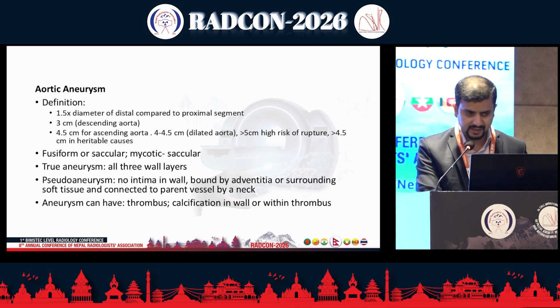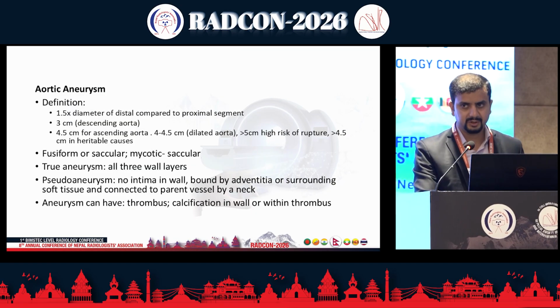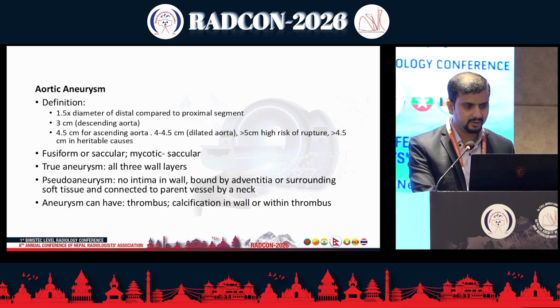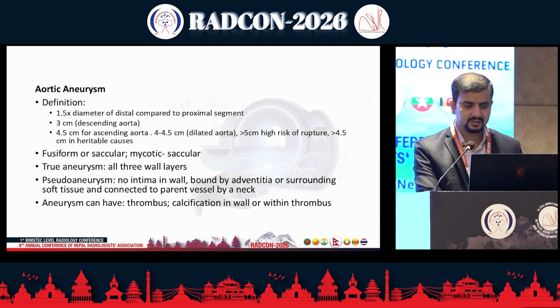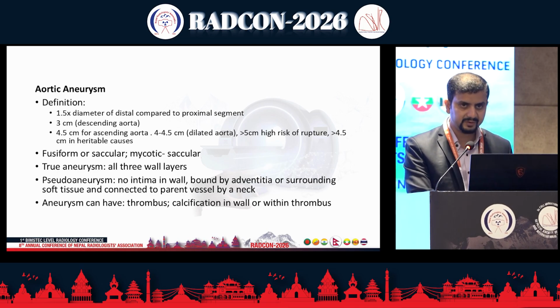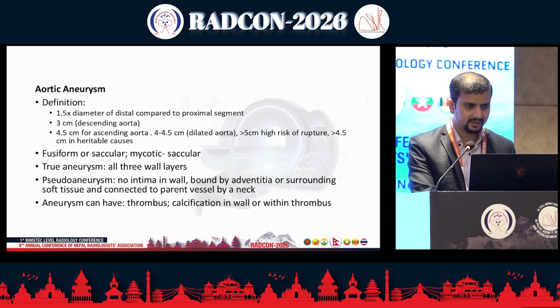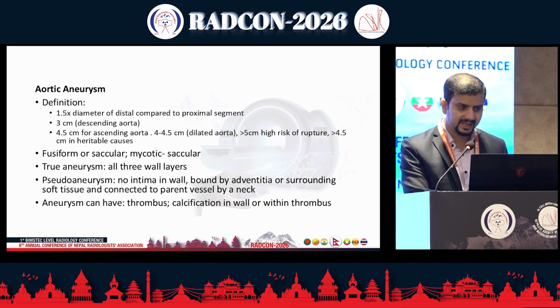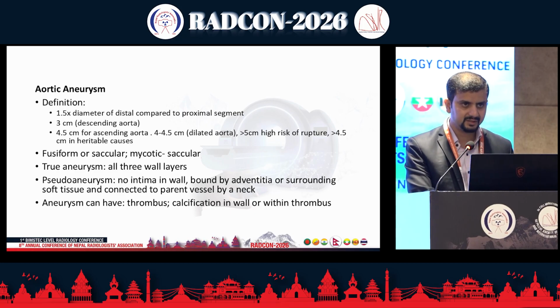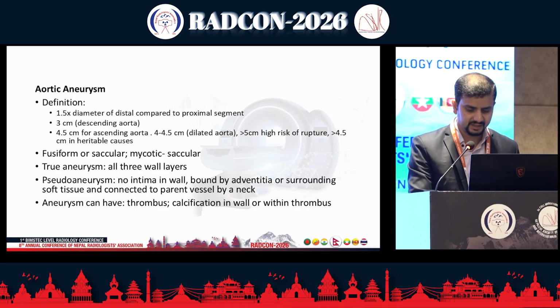So starting with the aneurysm. When do we call a vessel aneurysmal? When the diameter of the distal segment becomes 1.5 times the proximal segment, or for the descending aorta, if the diameter exceeds 3 cm, and for the ascending aorta, if the diameter exceeds 4.5 cm, though some authors consider it to be 5 cm. Cases between 4 and 4.5 cm are considered a dilated or ectatic aorta.